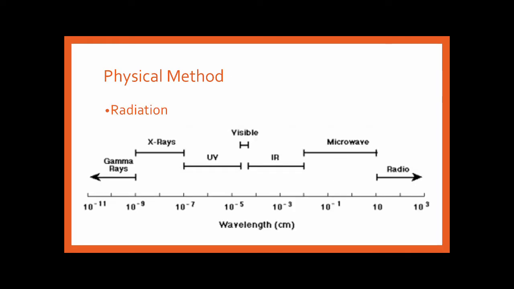So we can also use radiation. UV rays can be used to sterilize your culture. Now the downside of using radiation is that there is low penetration. It can only penetrate the surface, not the inside.